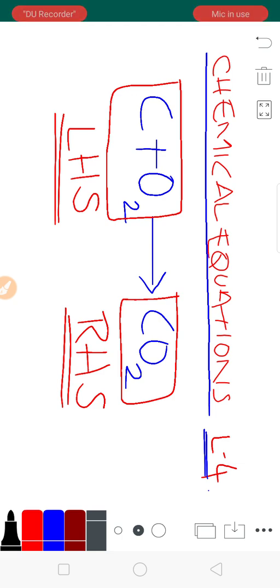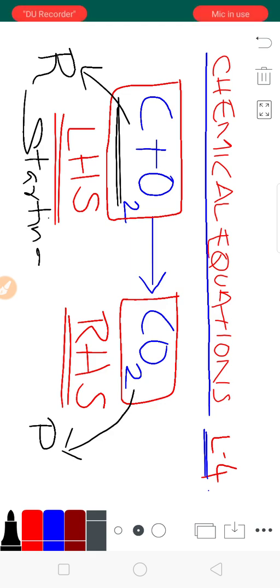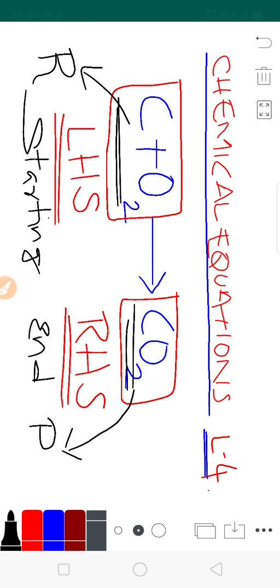The chemicals which are present on the left hand side are called as reactants, whereas the chemicals which are present on RHS are called as products. These are starting materials, and on the other side the elements or molecules or chemicals present are called as end products or end materials.